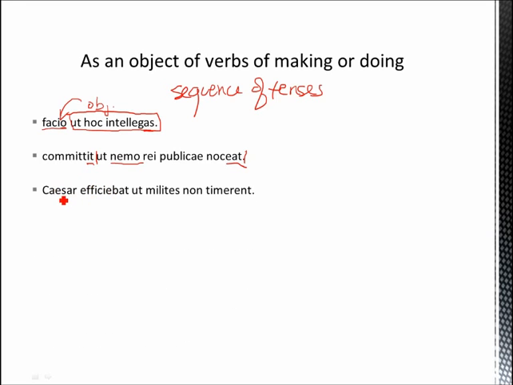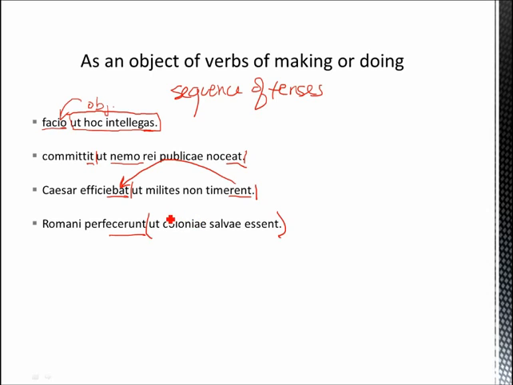Let's take a look at some past tense. Caesar brought it about, efficiebat, imperfect, that, there's our object. What is it that Caesar brought about? That the soldiers were not afraid. Imperfect subjunctive, because we are in secondary sequence. Or again, the Romans brought it about, perfecerunt, perfect. There's our object clause, that the colonies were safe. So we use the imperfect subjunctive because we're in secondary sequence.